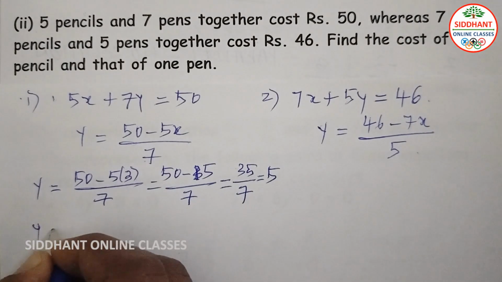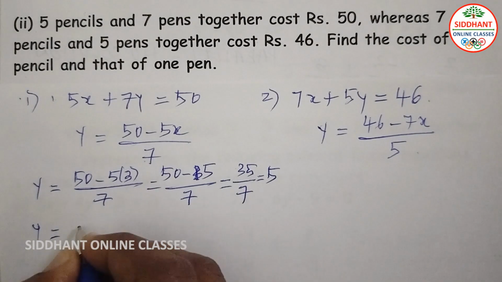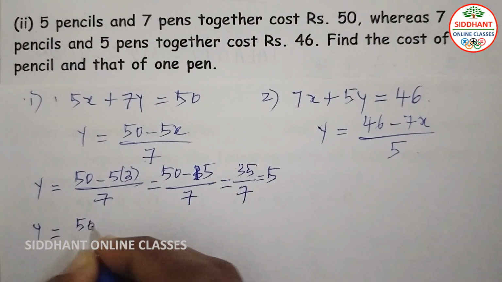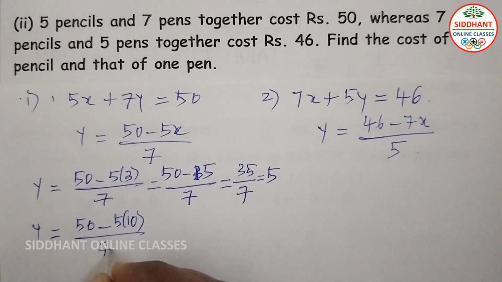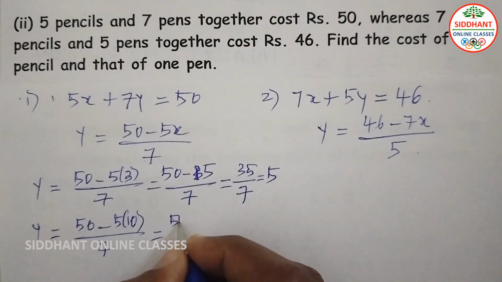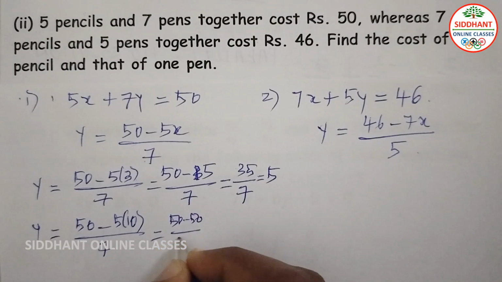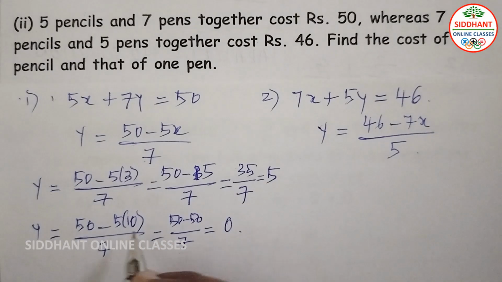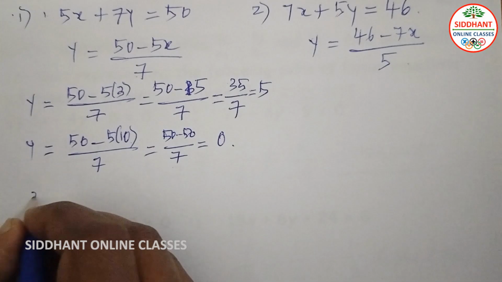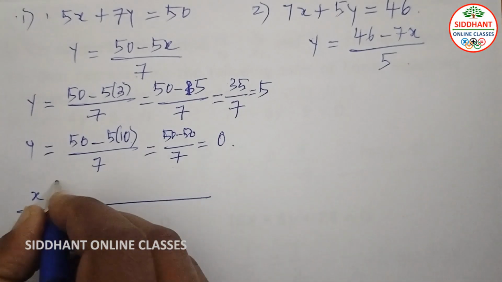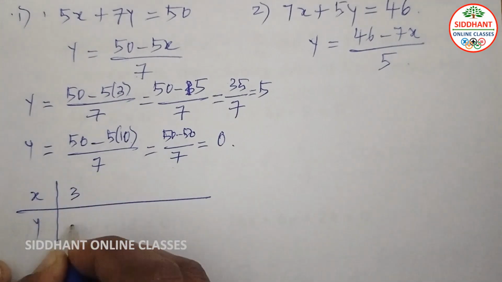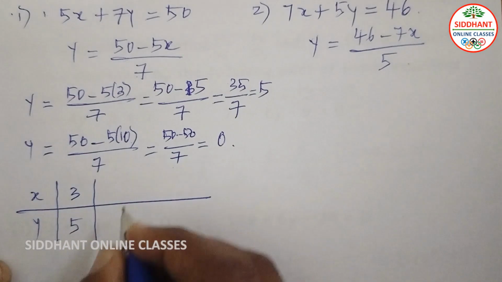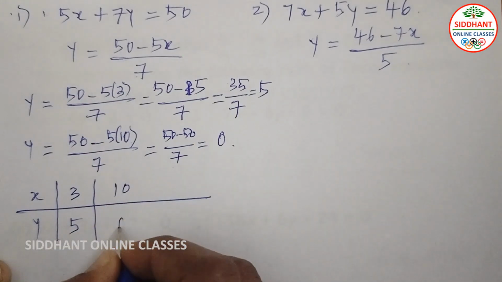In the same way, when you keep 10, we get (50 minus 5 into 10) by 7, that is (50 minus 50) by 7, which is 0. If x is 10, y is 0. So we get the values of x and y. That means if x is 3, y is 5, and if x is 10, y is 0.